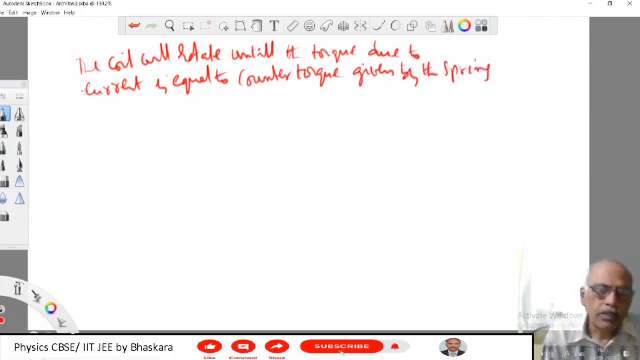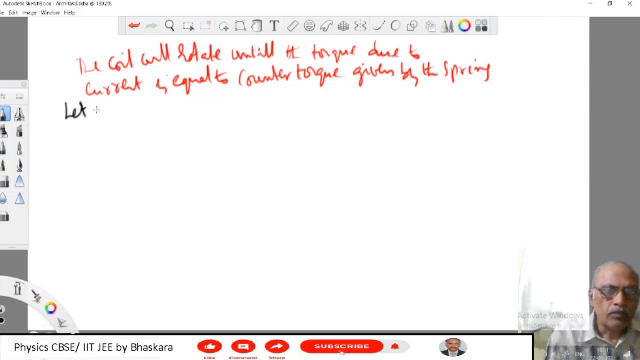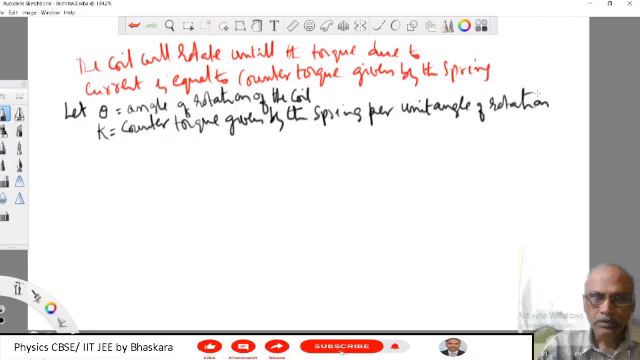Suppose the coil is rotated by theta angle. Let theta be the angle of rotation of the coil, the angle through which the coil is rotated. The torque due to current is equal to the torque given by the spring.